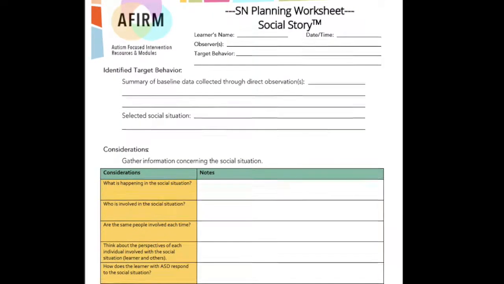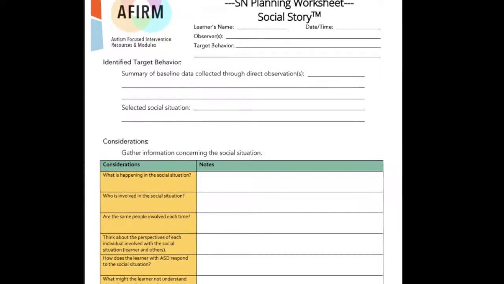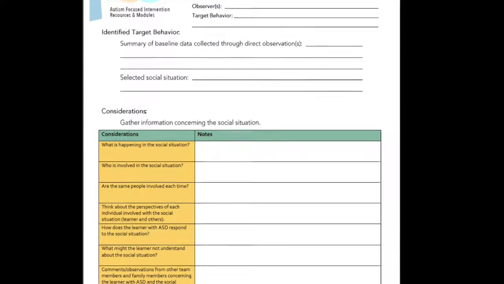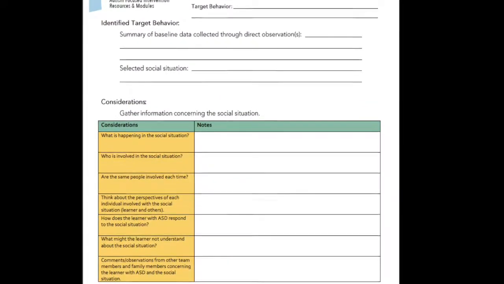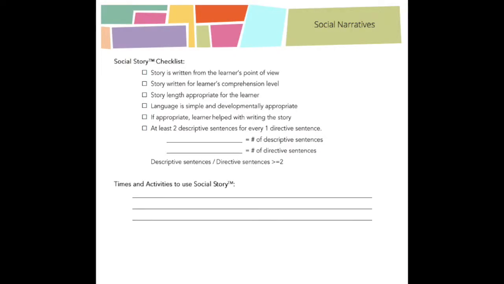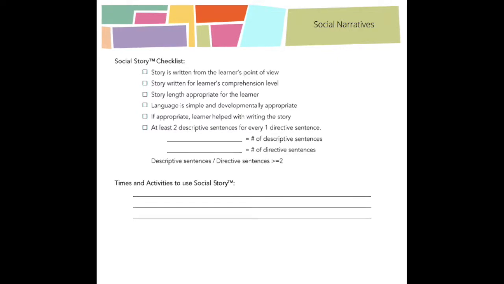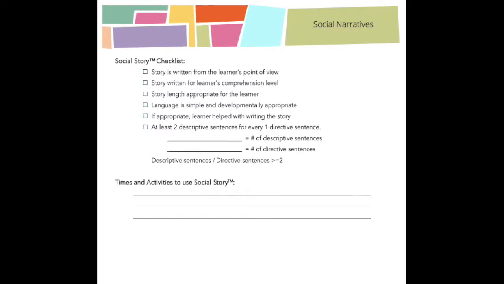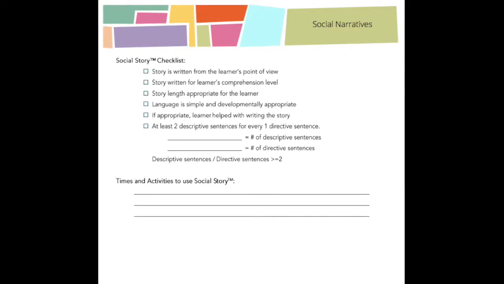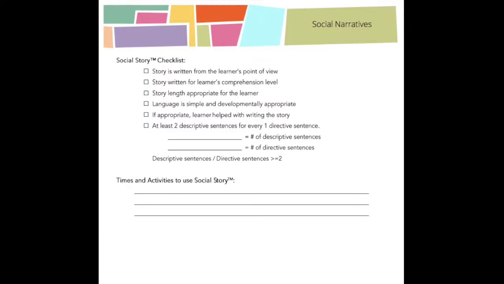In the planning step, the educator must identify the social situation to be described, write the social narrative, design the appropriate display for the social narrative, and identify the times or activities to use the social narrative. Part of the provided materials found from the module connected to the National Professional Development Center on Autism Spectrum Disorders website is a planning worksheet and a checklist for social story.